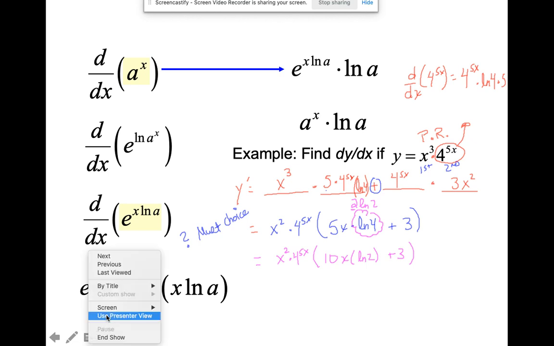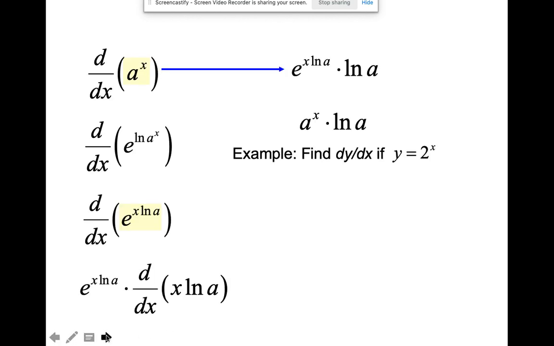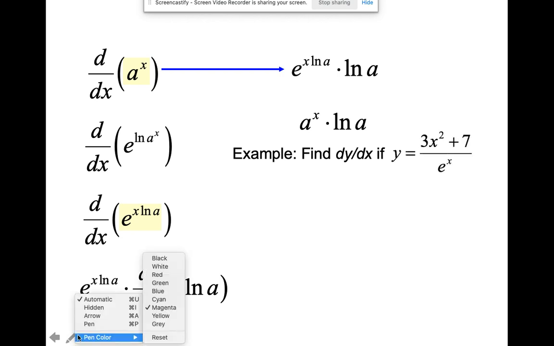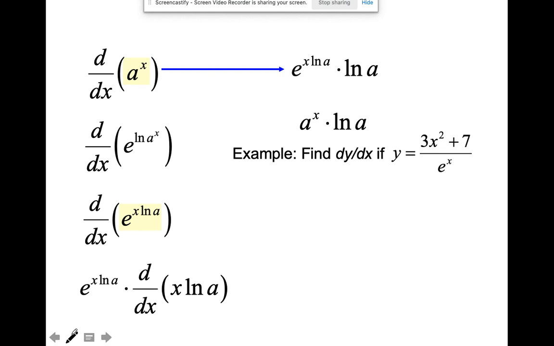All right. Oops, that's not what I meant to do. All right, what about this one? Uh-oh, y is a quotient, which means to take the derivative, I need to use the quotient rule. Quotient rule never changes, though.